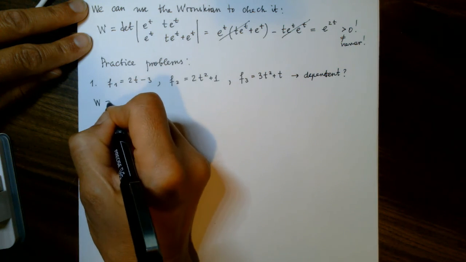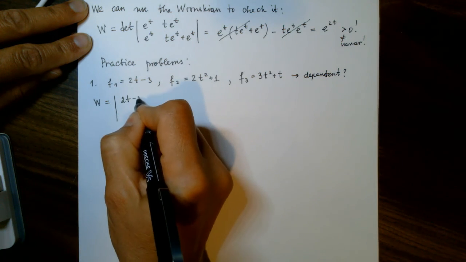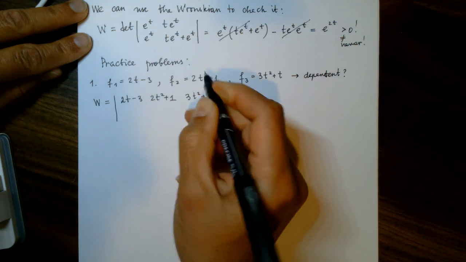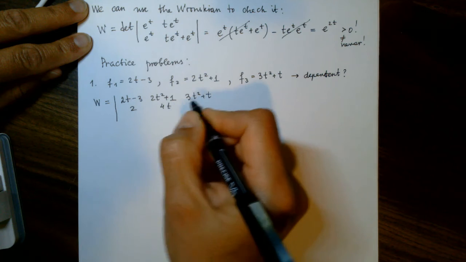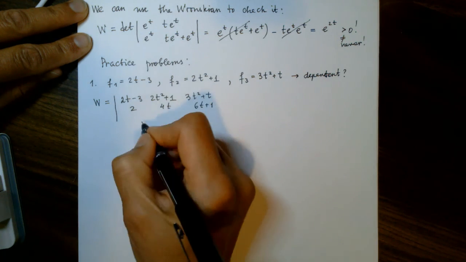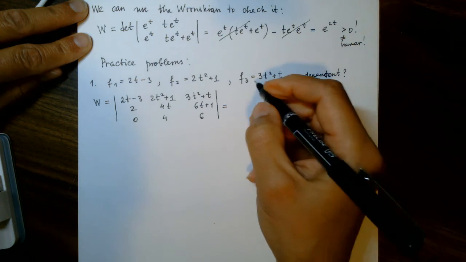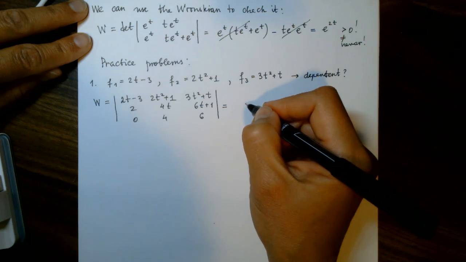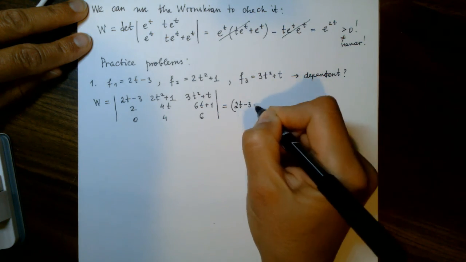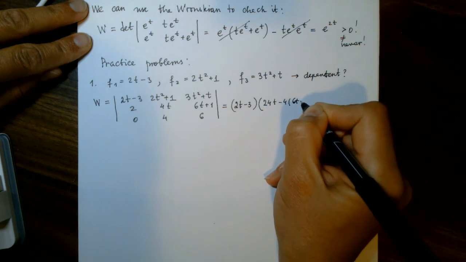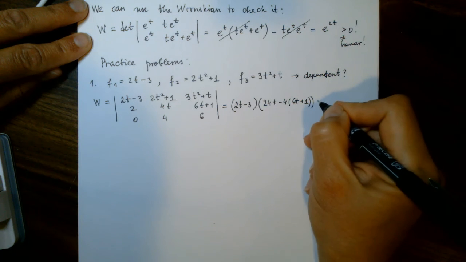I'm going to consider a couple of practice problems. Problem 1: consider three functions, f1 equals 2t minus 3, f2 equals 2t squared plus 1, and f3 equals 3t squared plus t. And I'm asking the question, are they dependent or not? Well, I'm going to start by computing the Wronskian, right? So for the first line, I just copy the functions. For the second line, I differentiate. Very easy to take a derivative, right? And for the last one, I take the second derivative.